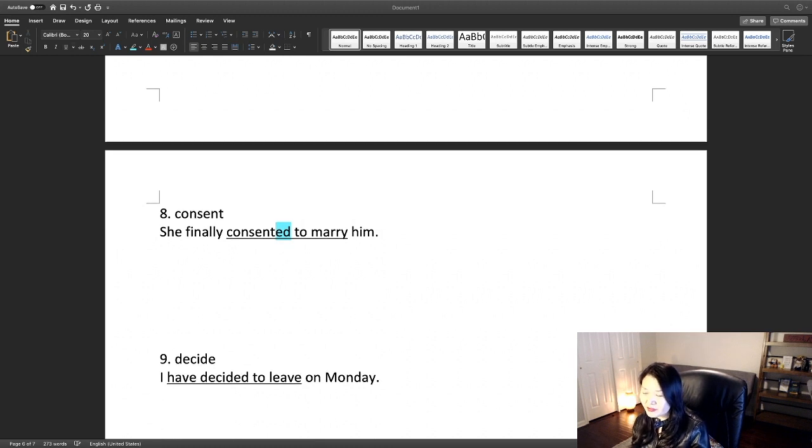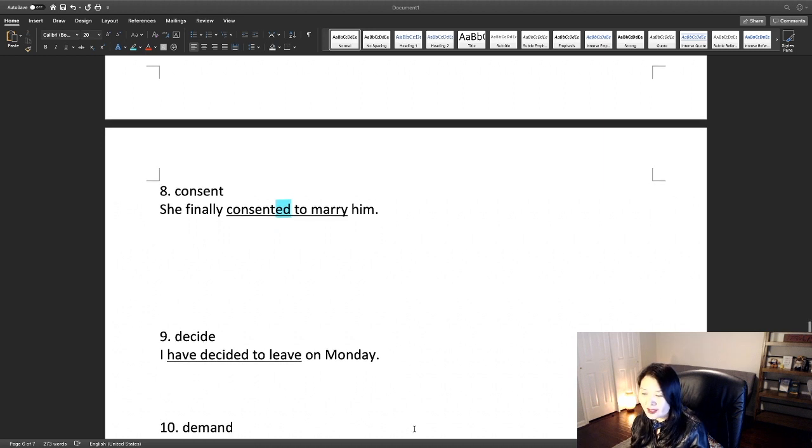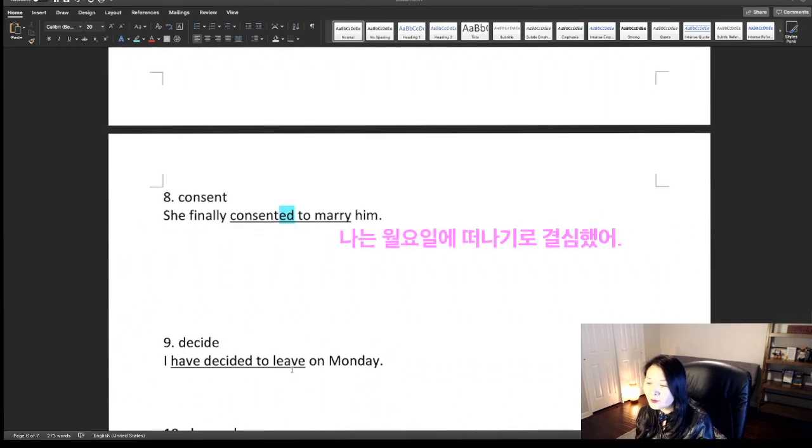Decide. It's a very useful vocabulary, decide. I have decided to leave on Monday. So like you can see here, have decided is the present perfect tense. Something happened in the past and then it affected the present. So I have decided to leave on Monday means I started thinking about whether I'm going to leave or not, and then I have decided to leave on Monday.